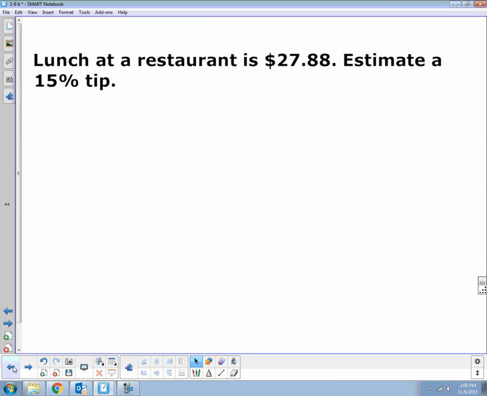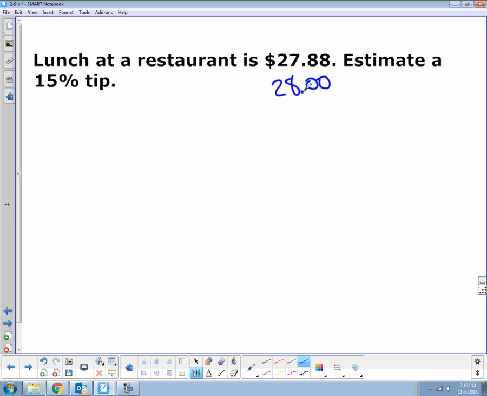One thing that we're going to do if we're going to estimate is change this $27.88. That's hard to work with as an estimate. We're going to pretend that's about $28. So we're just going to round up to the nearest dollar amount there. 15%, that's already a nice whole number. And so we're going to figure out what 15% of $28 is.